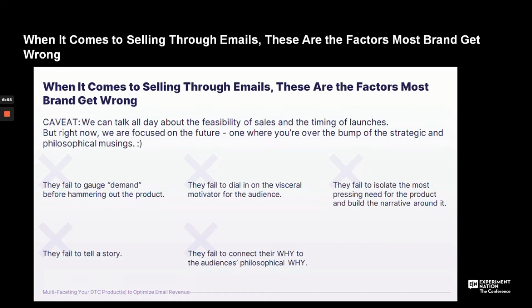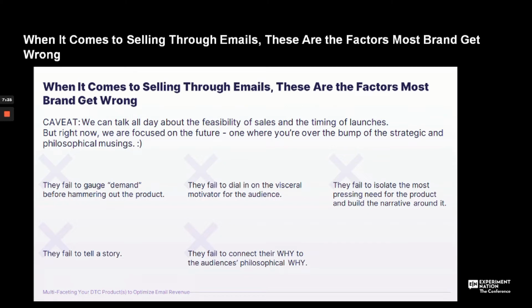They fail to dial in on the visceral motivator for the audience. This one is a fun little bit. Visceral motivator of the audience. Basically, this is the shade of feeling better. Anytime you are selling a product to an audience or several audience segments, the easiest thing you can do to connect with them, or almost instantly read their mind, is to promise them that they will feel better. They will feel better about their health. They will feel better when they stand in front of the mirror. They will feel better in their close intimate relationships or even their social relationships. They will feel better on the personal front.